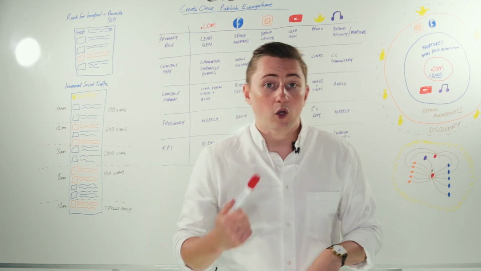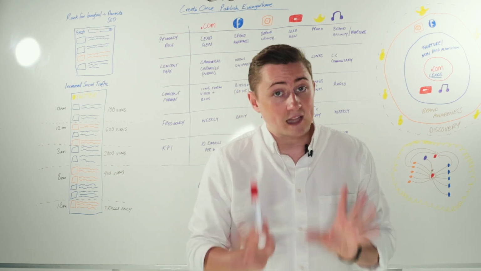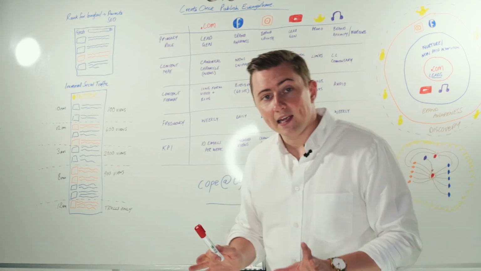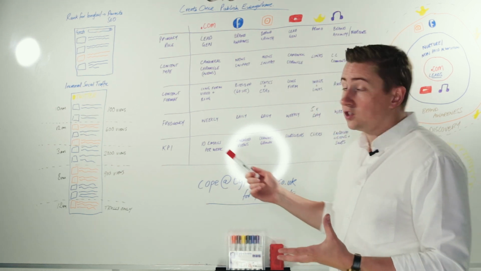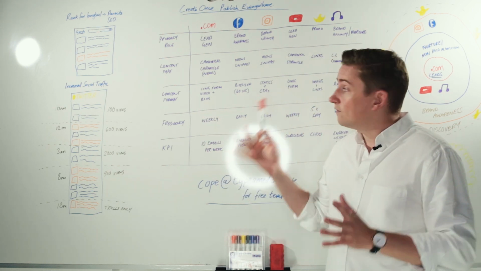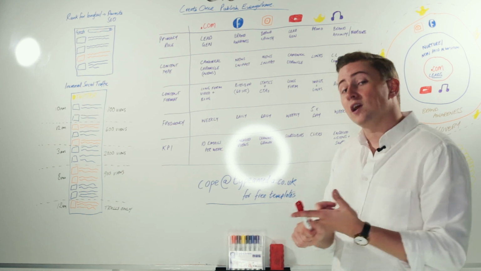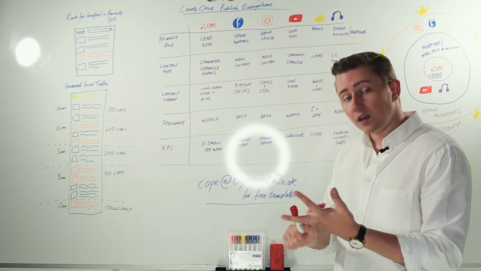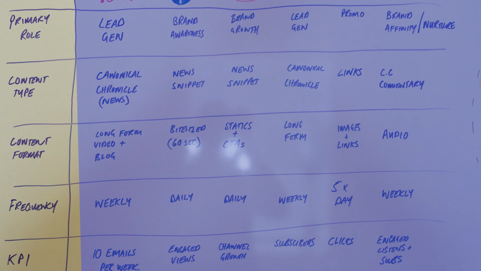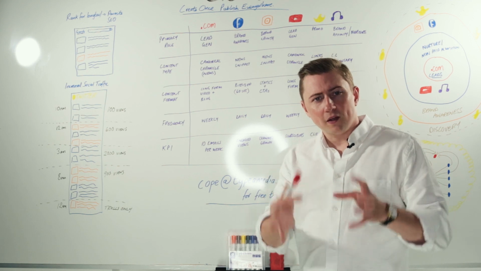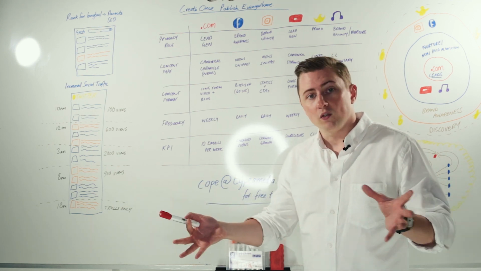So stage one of a C.O.P.E strategy is deciding on the platforms you're going to use and why, and what their main KPI and function is. So we've got this here. First and foremost, we're going to decide on the primary role of each channel, the content type, content format, posting frequency, and KPI. And once we've decided that, we need to look at our pillar content and decide how it's all going to be distributed.